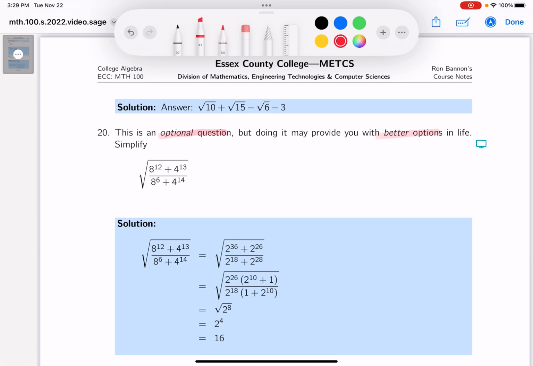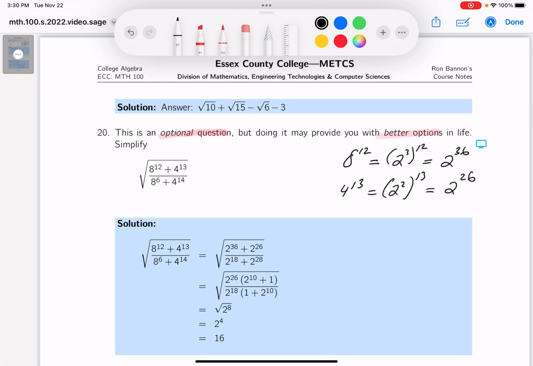So let me take a look at it, and the first thing I want to look at here is just rewriting it. I want to point out that 8 to the 12 is the same thing as 2 cubed, which is 8, to the 12th power, which is 2 to the 36, right? I'm going to claim that 4 to the 13th is the same thing as 2 squared, that's what 4 is, to the 13th power, which would be 2 to the 26.